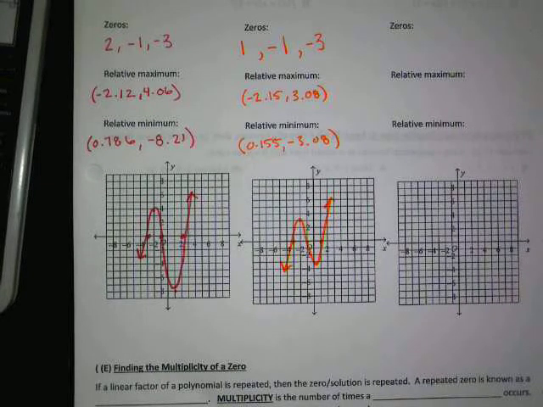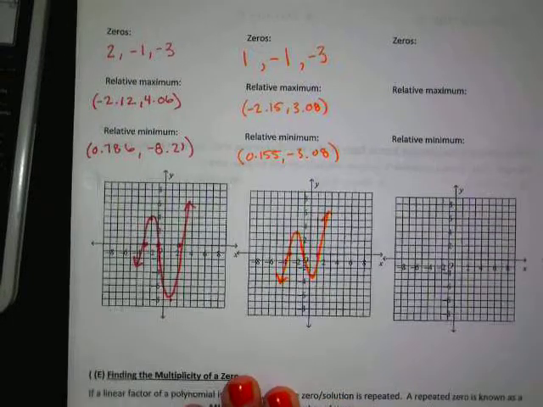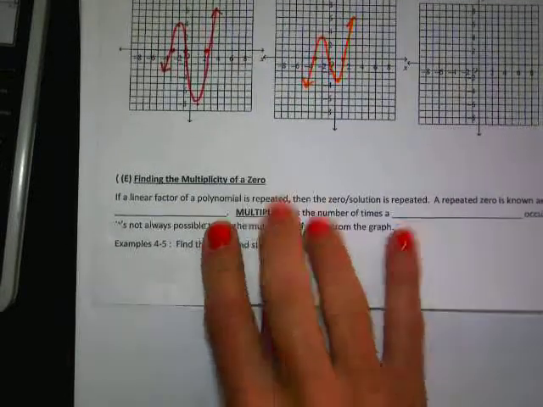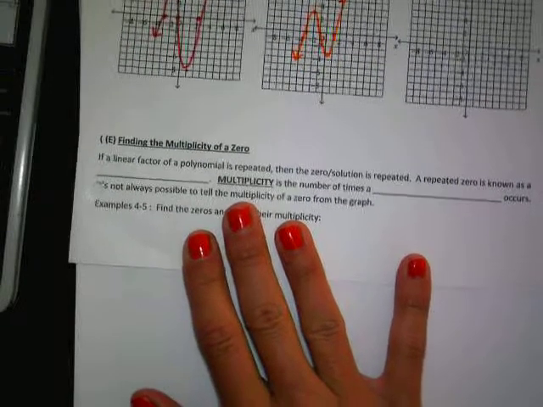All right, so a lot of using the calculator, finding your zeros, max, and mins on those first couple. All right, so we good on those? Sweet. All right, go down to finding the multiplicity.